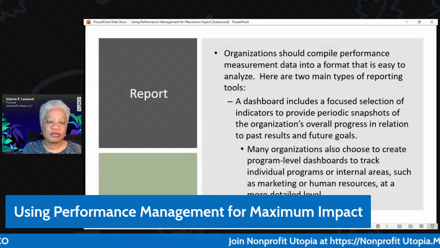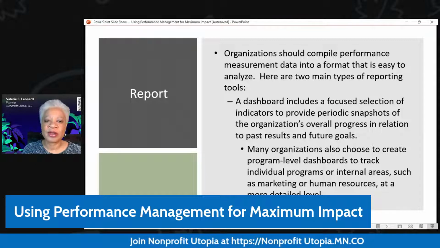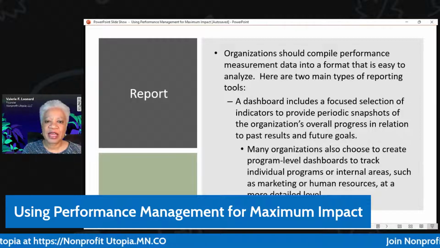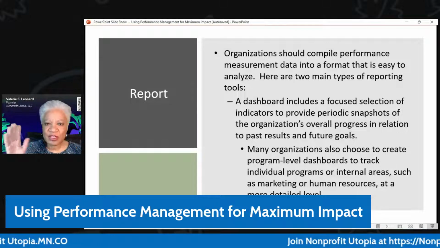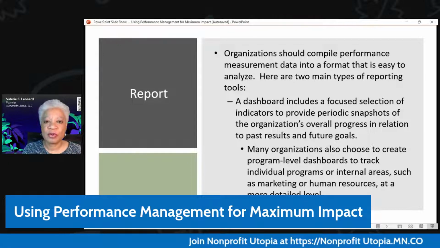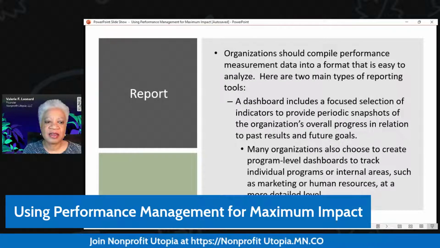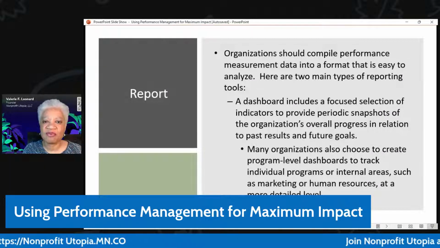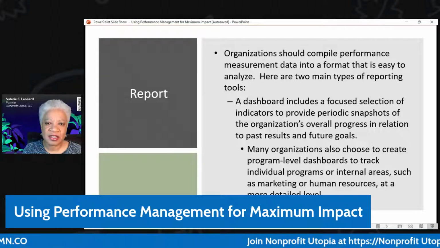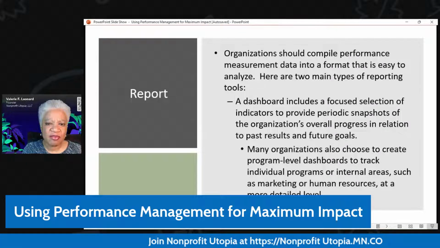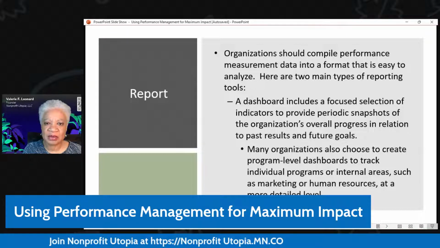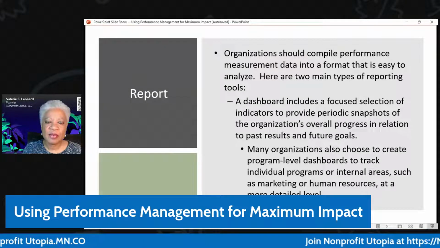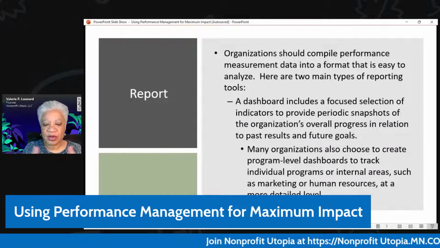So we can do that one of two ways. The first way is a dashboard. And the dashboard is really a snapshot, usually a page that you can look at visually to know what's happening with the organization. You'll usually see things like the revenue, expenses, fundraising, and all of that good stuff. Those are things that at a glance you want to be able to identify what's going on with your organization.